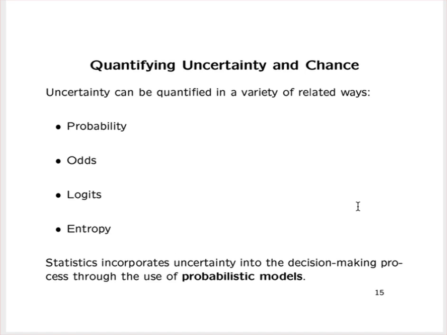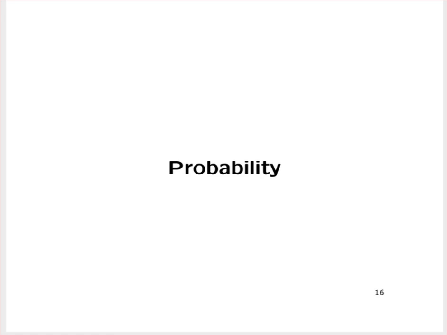We'll define each of these. Well, when I say we'll define them, to the extent we can. As we'll see, some of these things can be defined in multiple ways. But we'll see that when we get there. Okay, so there are a variety of ways of quantifying uncertainty and chance, and statistics incorporates uncertainty into the decision-making process through the use of probabilistic models. Now, let's talk about each one of these approaches to quantifying uncertainty and chance individually.